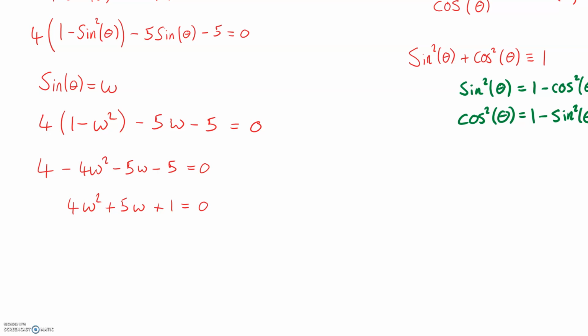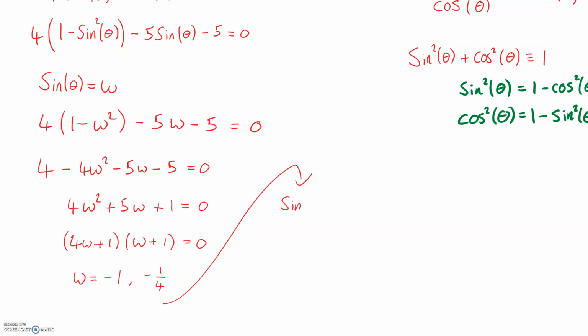We can then factorize this quadratic into (4w plus 1)(w plus 1), and this gives us values for w of minus 1 and negative 1 over 4. In the same way as we did last week, we then are able to split this into two separate questions. Since w is equal to sine theta, we have sine theta equals minus 1, which we could solve without problem, and sine theta equals minus a quarter, which we could solve without problem.